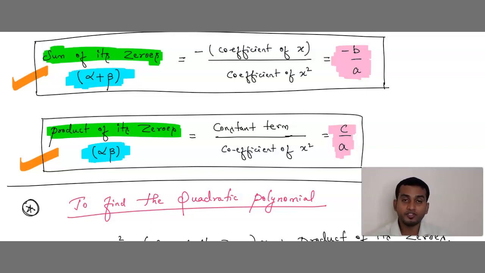So what is the sum of its zeros formula? Minus b by a. The product of its zeros formula? c by a. This formula can be asked for 1 mark also, so you should be careful.